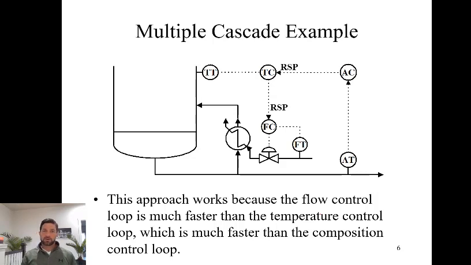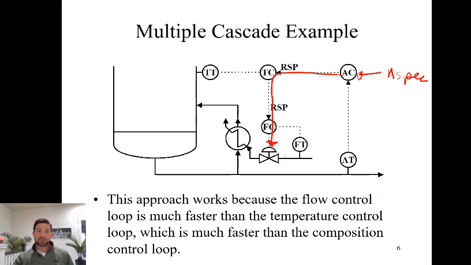We can also incorporate multiple cascade loops together, and we'll walk through this method on the next couple of slides. So let's just see how this works in general. For this bottom section of the distillation column, what we care about is the composition of the product coming out. So we measure the composition, and we have a controller. Without any sort of cascade scheme, we're going to change the flow of steam to the reboiler in order to keep this composition where we want it to be.